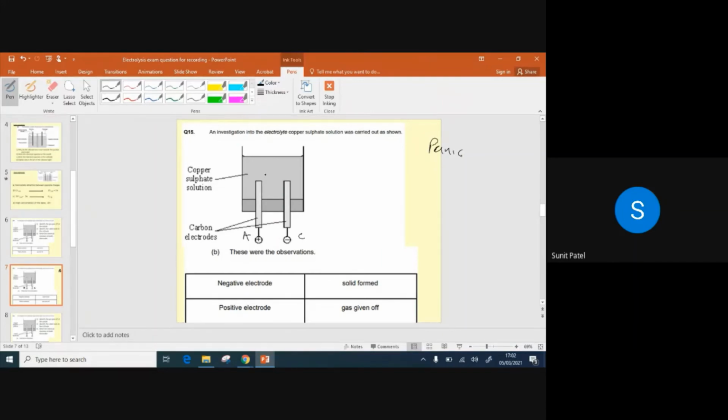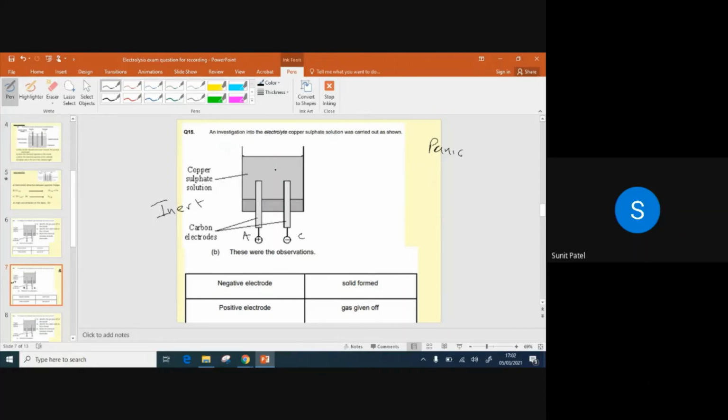And then I've got this grey solution, which is a copper sulfate solution. We'll come to that in a minute. There are carbon electrodes. Why carbon electrodes? Well, because carbon is not going to react that much, so it's inert. So it doesn't take part in any chemical reaction. Okay, we've covered all the hardware.